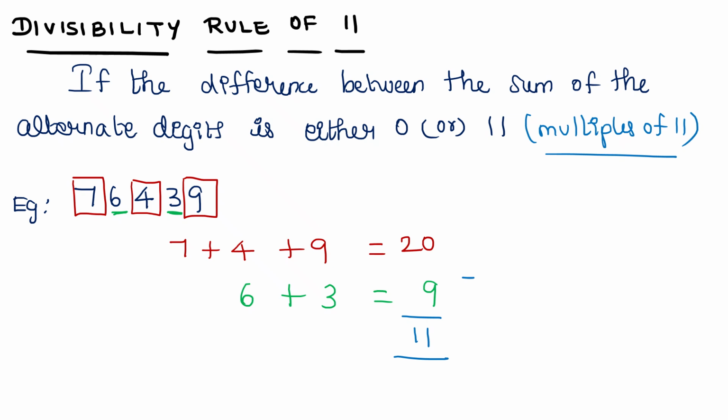I'm getting 11 as my difference, so I can come to the conclusion that 76,439 is divisible by 11. Now let's see another example to make you very clear on this particular concept.